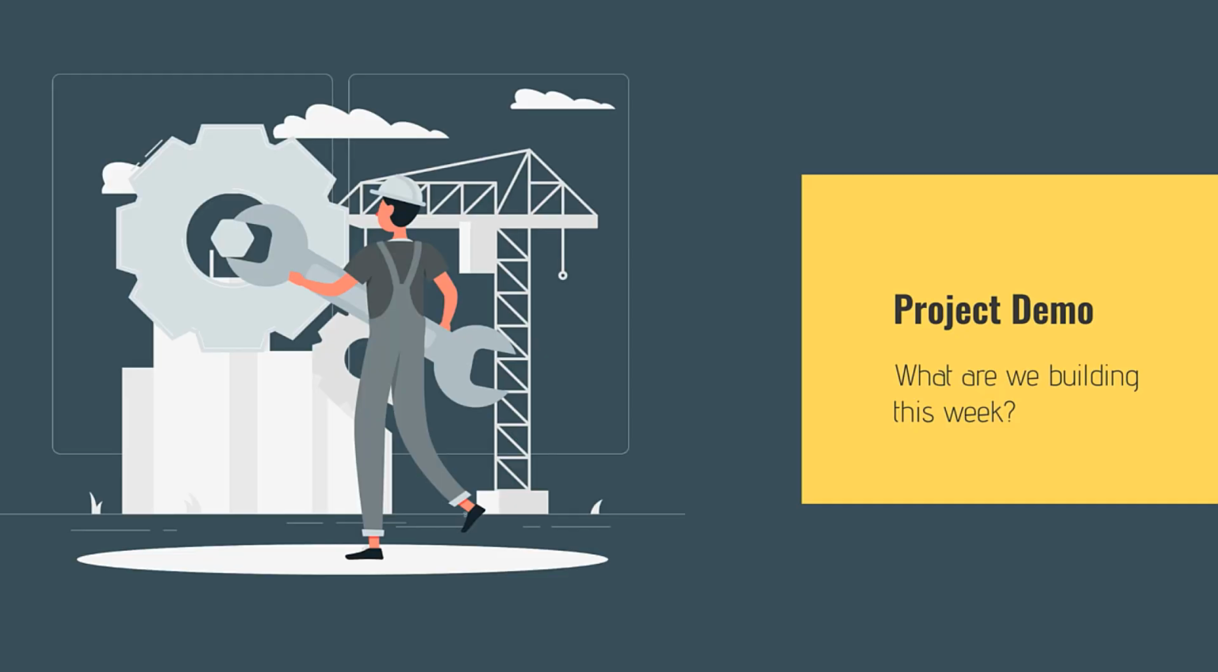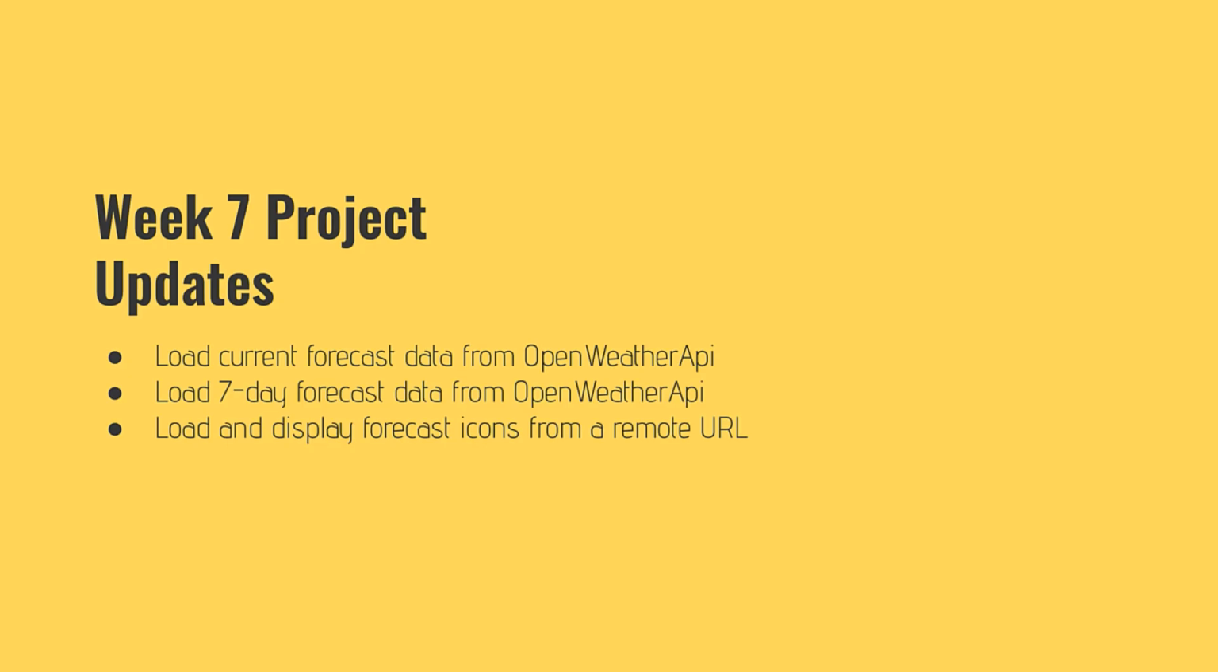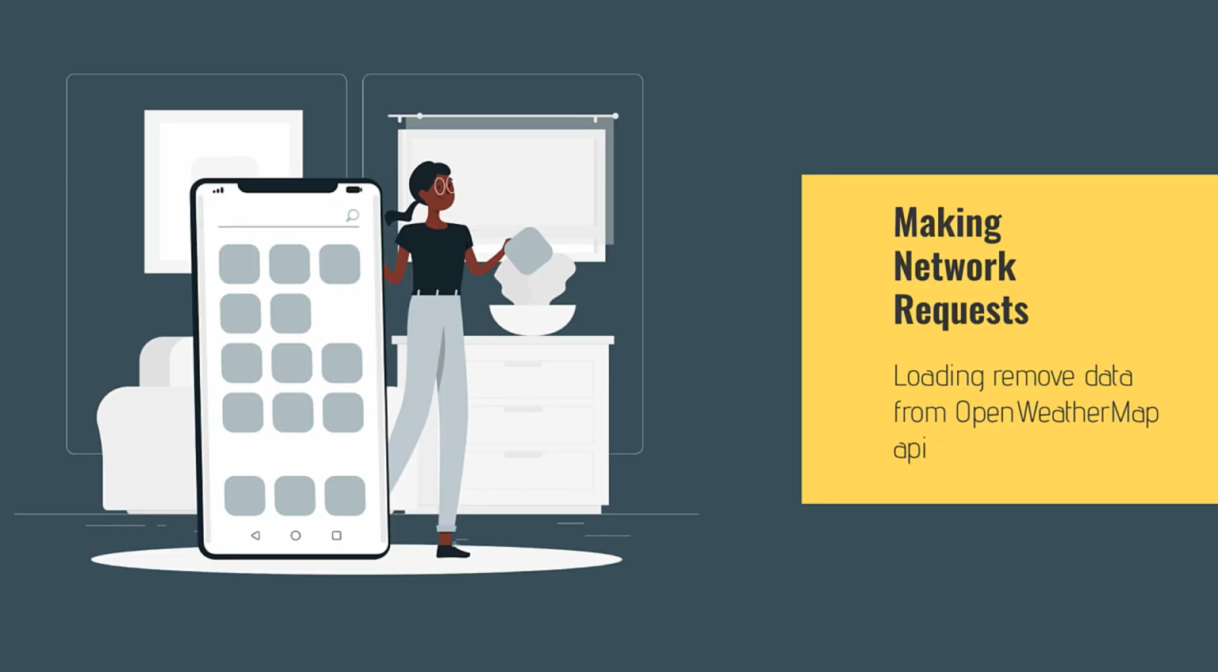So for our week 7 project demo, what are we going to be building? Well, we're going to be focusing on 3 main things. We're going to be looking at how to load current forecast data from OpenWeatherMap API so we can actually see what the weather is in our entered location. Then we're going to load the 7-day forecast data from OpenWeatherMap API, again from that same entered zip code location. And then finally, we're going to load and display forecast icons from a remote URL so that our list items actually show icons relating to what that current weather looks like.